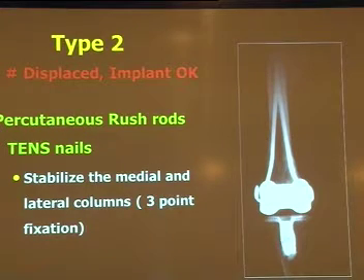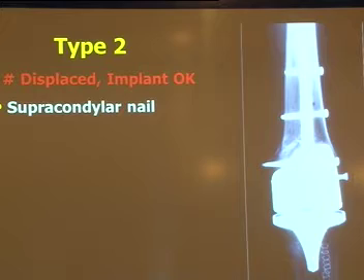When we move to type 2, these are the most common fractures that we see in our clinical practice. Previously, we used to use percutaneous Rush rods or TENS nails. You could stabilize the medial and lateral columns with 3-point fixation, but these fixations were never adequate, and we had a higher risk of non-unions and even infection.